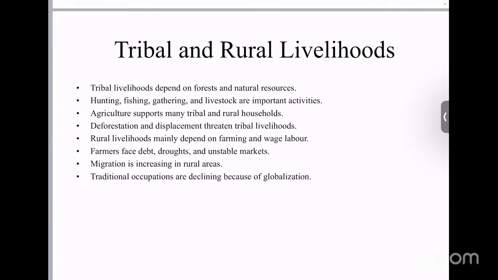This unit also explains how tribal livelihoods are under serious threat today. Deforestation, industrialization, mining, large development projects, urbanization, and restrictive government policies have weakened traditional livelihood systems. Many tribal people have lost access to forests and ancestral land. As a result, they are often forced into migration and wage labor.